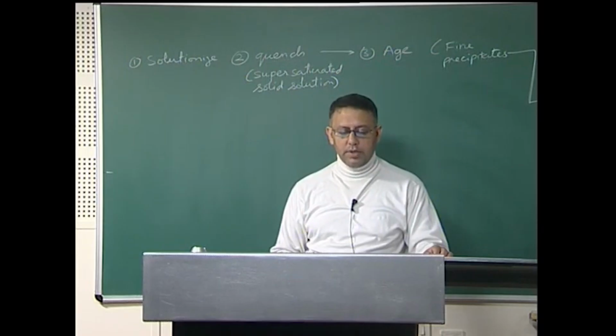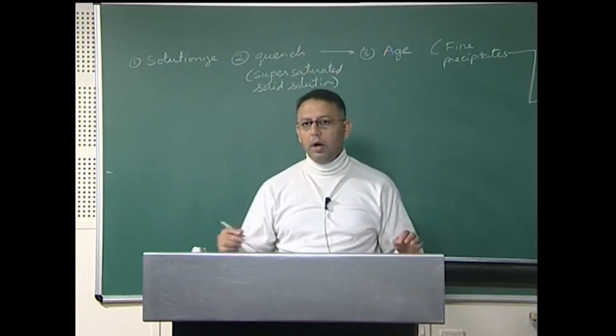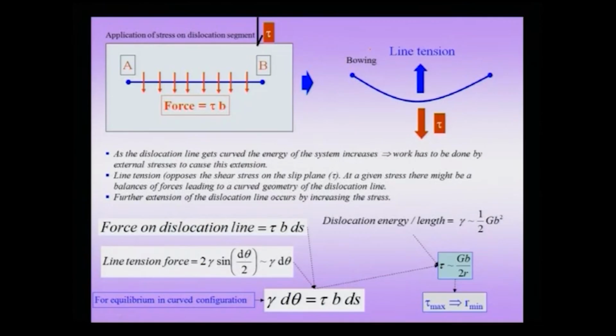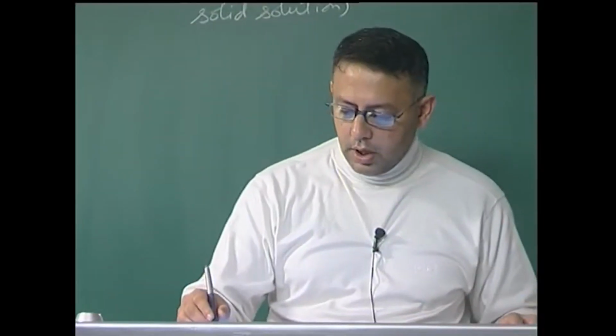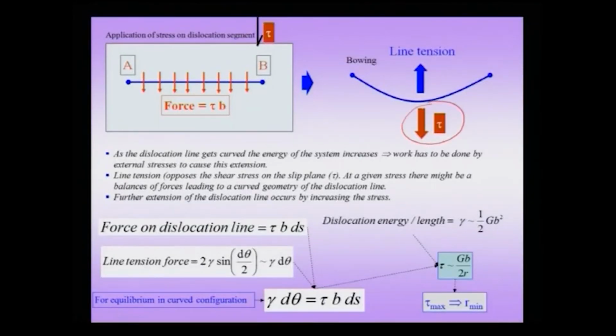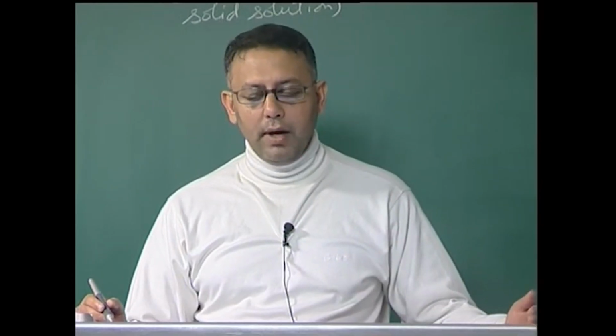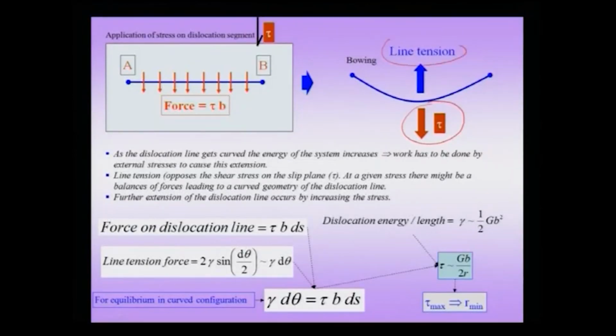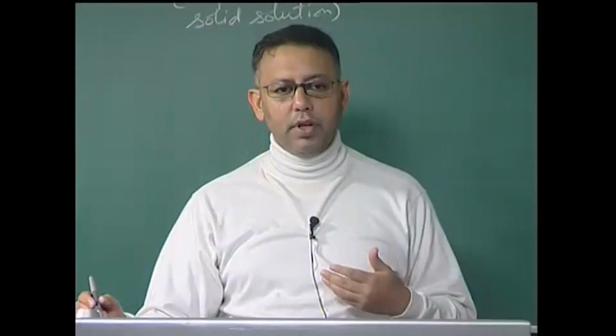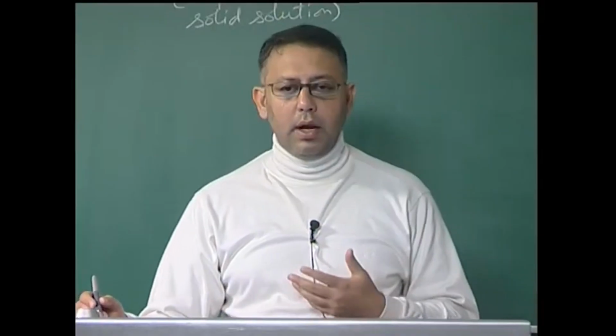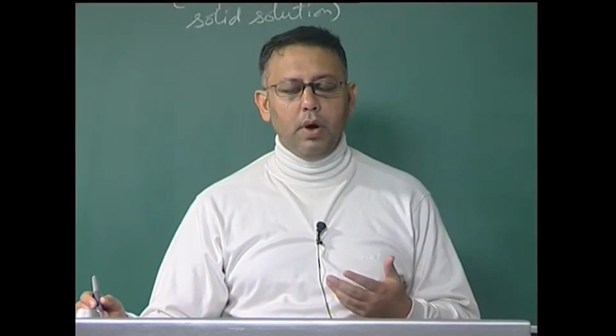So, let us think about the system. You have 2 variables in the system. One is an externally applied shear stress, or externally applied shear force which translates into a shear stress at the level of the slip plane. On the other hand, if the dislocation line is not straight, then you have a line tension which is trying to make the dislocation straight. So, therefore, there are 2 competing forces, and if these forces at the level of the dislocation are equal, then the dislocation will be in a stable configuration.